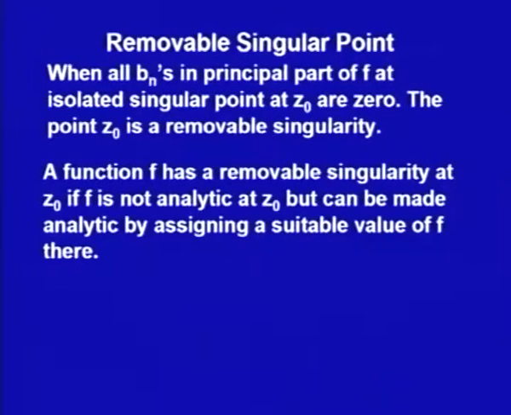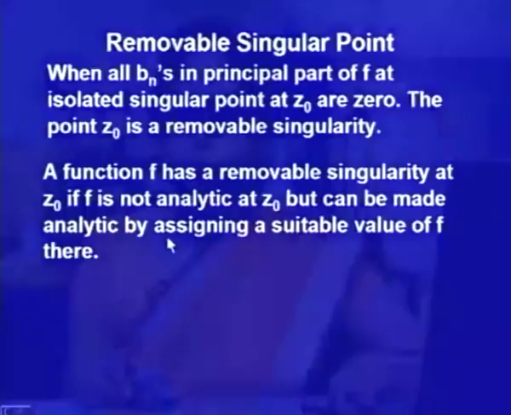What does it mean? The first definition says that in the principal part all the bn's are 0. The singular point may be there because the function is not defined at that point. We call it a removable singularity because if I define a suitable value of the function at that point, we could make the function analytic. See, for example, what we are talking about here.